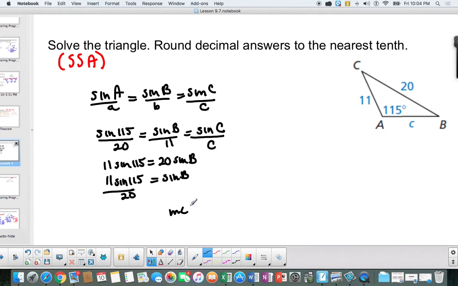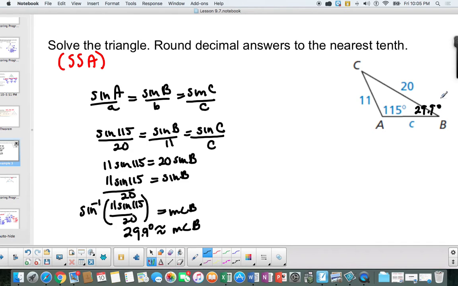And then to get the measure of angle B, I'm going to take sine inverse of this quantity, 11 sine of 115 over 20. I like to let the calculator do all the work instead of me doing all the work. So I press sine inverse in my calculator, and then 11 times sine of 115 divided by 20. Don't forget your parentheses, that's going to be important. And so the measure of angle B is approximately 29.9 degrees. So angle B is 29.9 degrees.